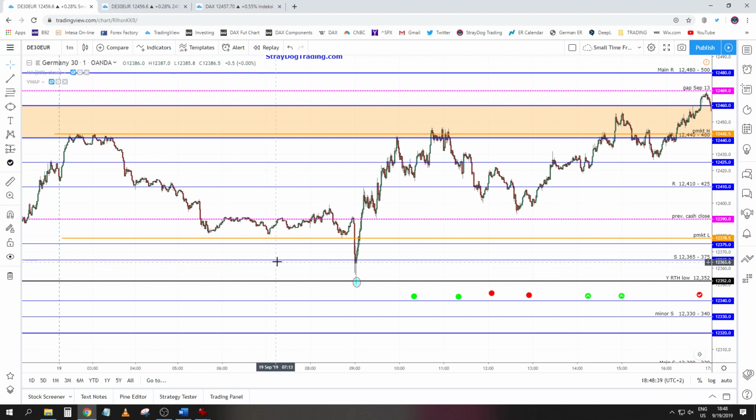So if you were quick enough, this is just a test of yesterday's RTH low, and you see the price just pierced it for 2 points. Here is your entry. If you missed that, however, this is also a false break of this zone and a false break of the pre-market low, and you can enter here, or alternatively even here above the pre-market low.